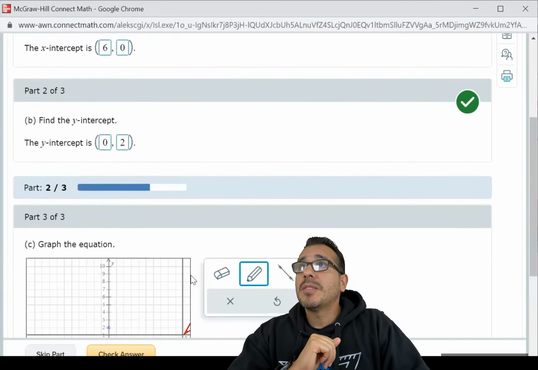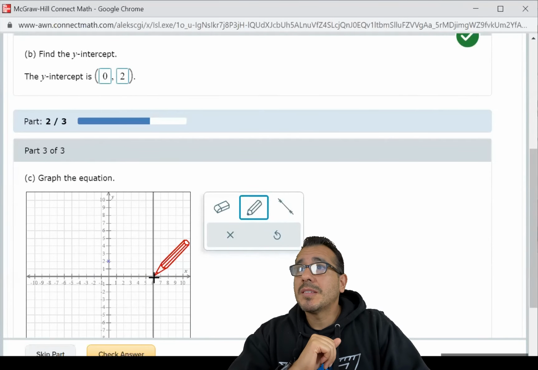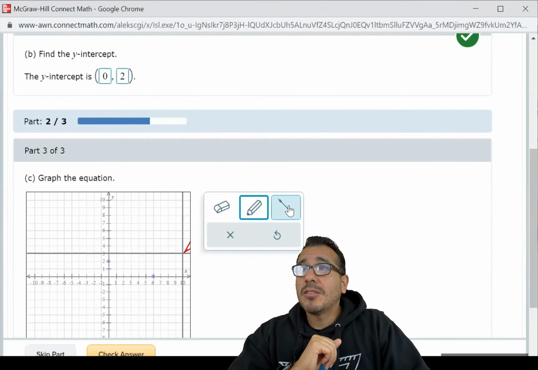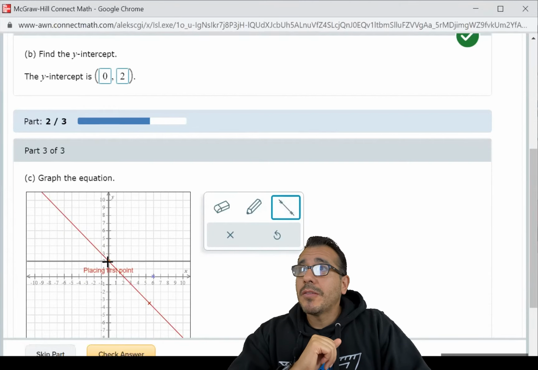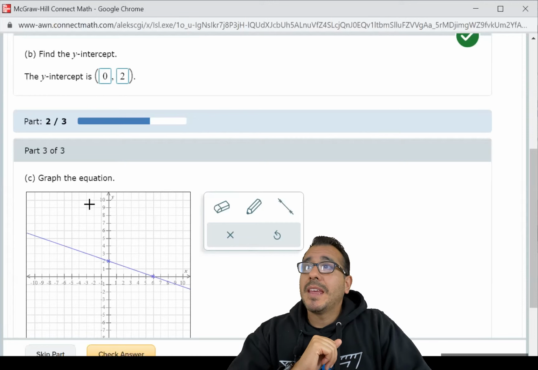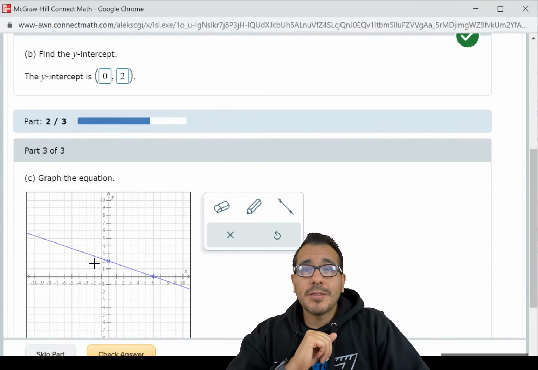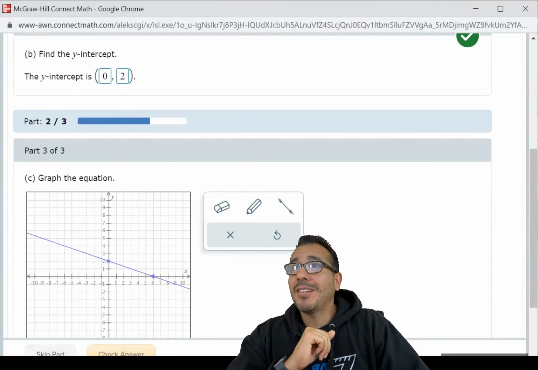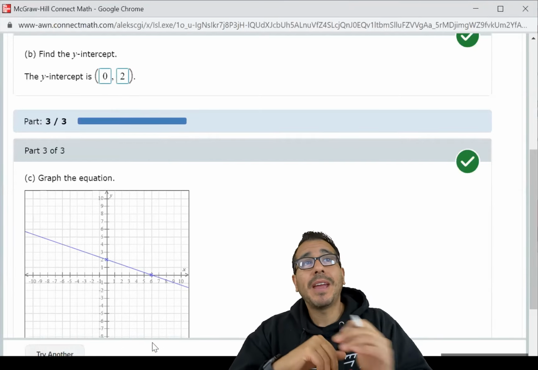And our other point was 6, 0. And now we're just gonna connect those two dots. So there's our first point, our second point, boom. And there is our line, folks, right? So it's that simple. So let's check our answer. And there we have it.